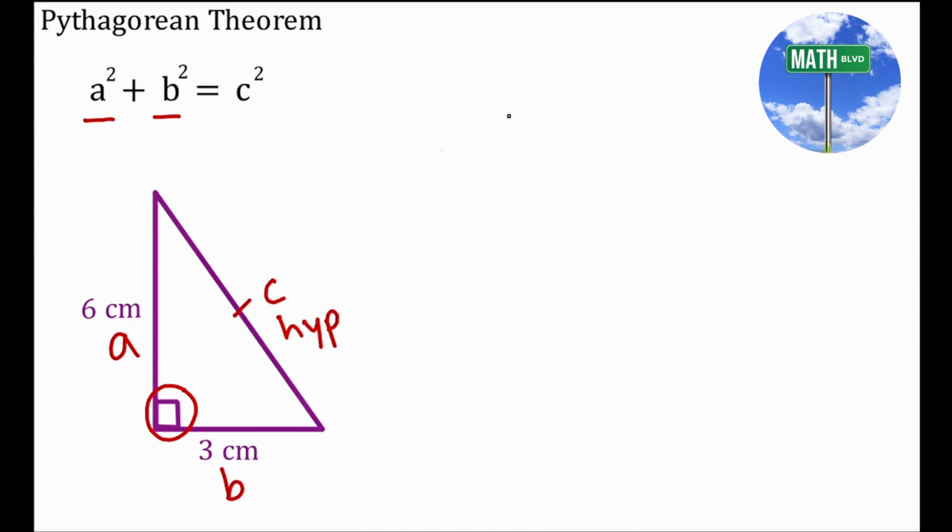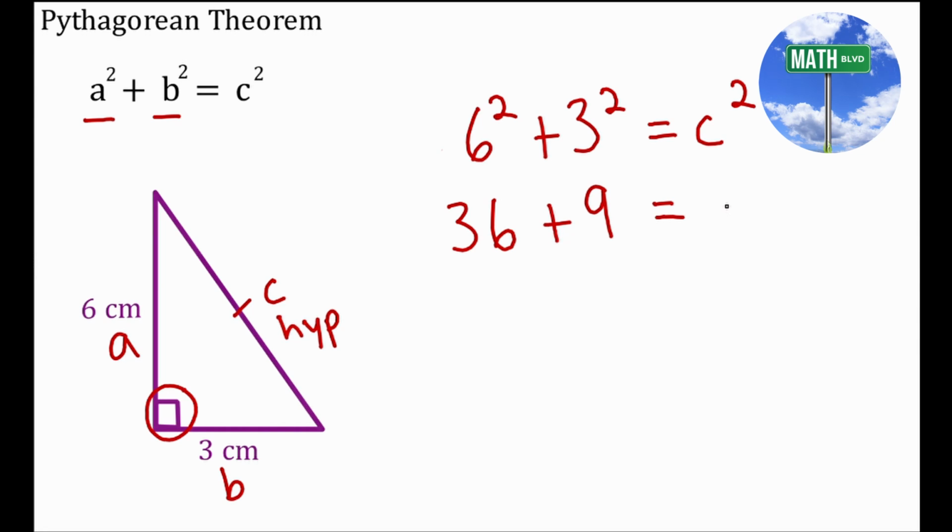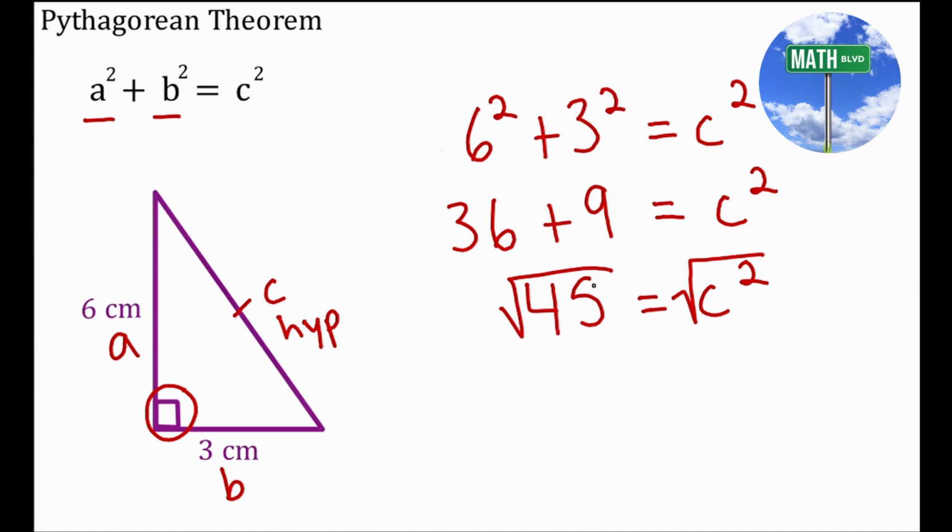In this triangle, we are solving for the hypotenuse. I will first input my known numbers into the equation. In order to isolate c, I will need to take the square root of both sides. After calculations, I know my c value is 6.7 centimeters.